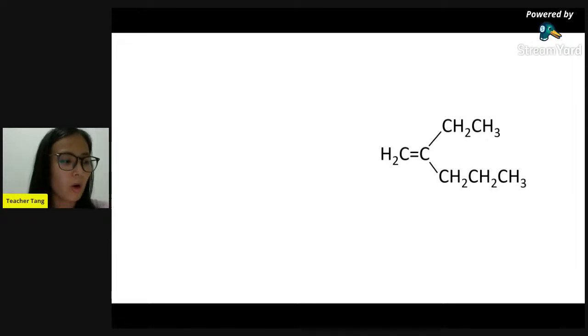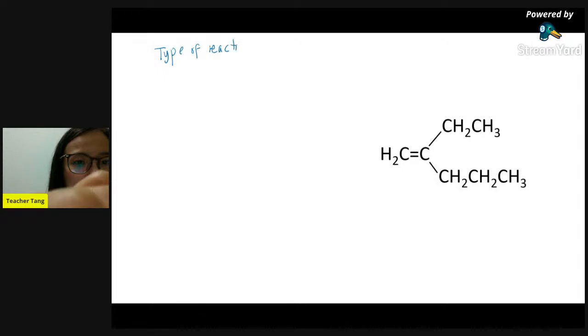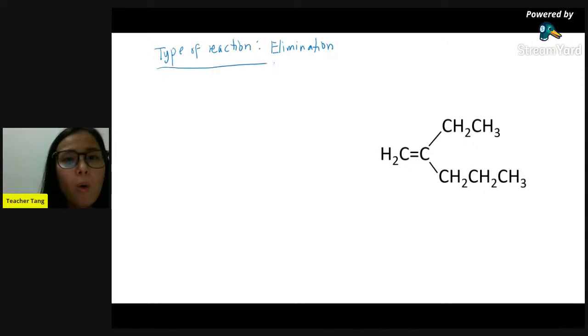So for alkene, you have seen how to prepare alkene. There are two ways for us to prepare alkene, and basically the type of reaction involved to prepare alkene is elimination.